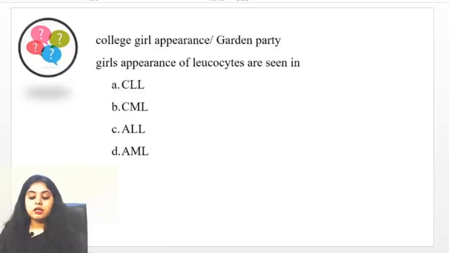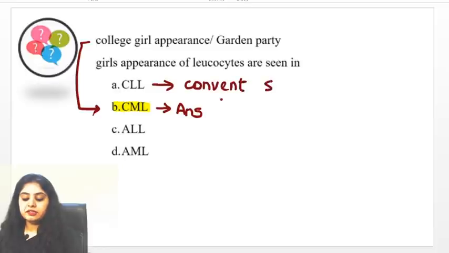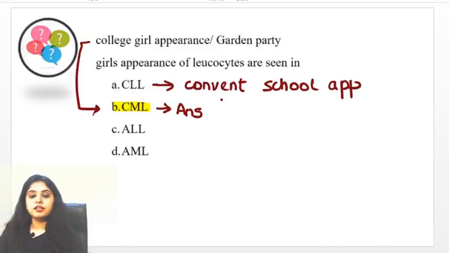Moving on. College girl appearance or garden party appearance of leukocytes is seen in. Please remember, this is seen in CML. So in CML, we see the college girl or the garden party appearance. That's the answer. Whereas in CLL, we see the convent school appearance, because all the cells look the same. They are lymphocytes, all of them look the same. CML shows you a variety of cells. So college girl or garden party appearance.